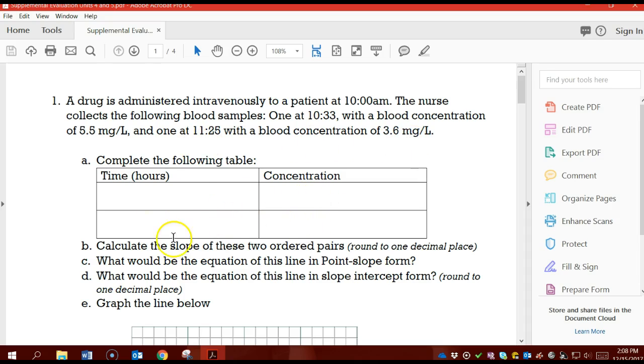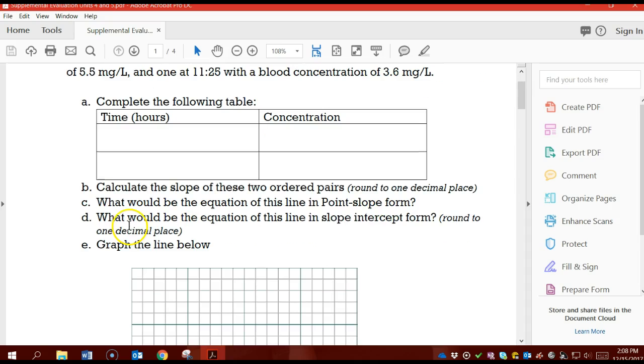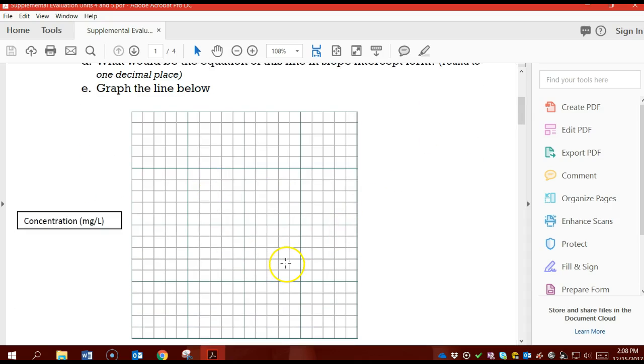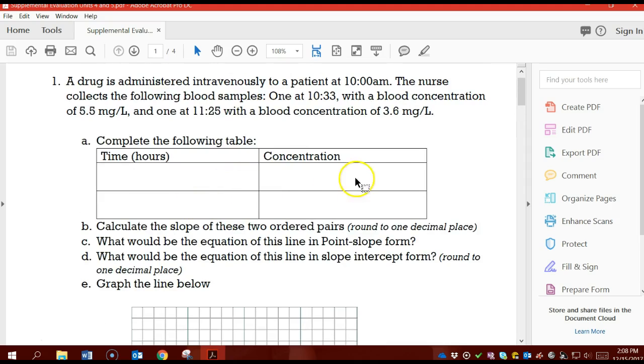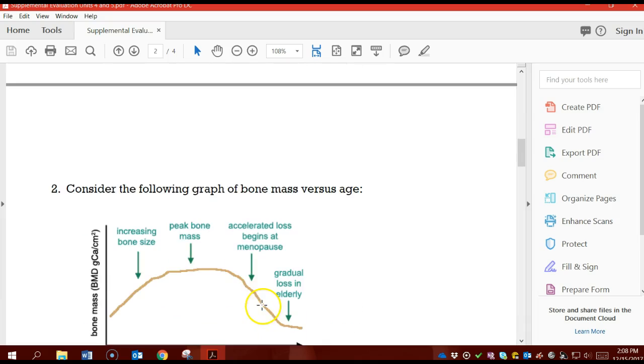So you're going to get some points here. I want you to calculate the slope of those, rounding everything to one decimal place. Remember what the slope is; you might have to look that up if you don't. I want you then to give me the equation of this line in point slope form, and the equation in slope intercept form. Remember that's y equals mx plus b. Then graph the line below. You can do this as many different ways as you want. You can pick your 2 points and plot them, connect the line, or use Desmos, what have you.